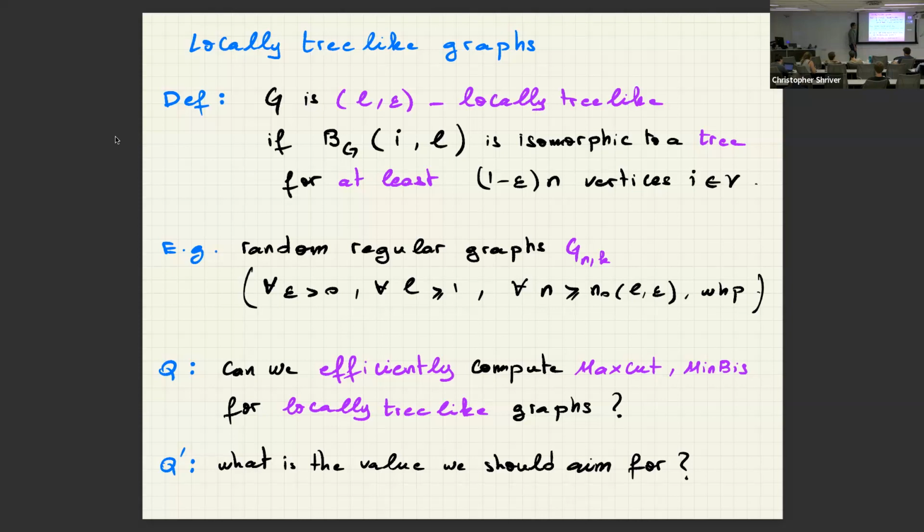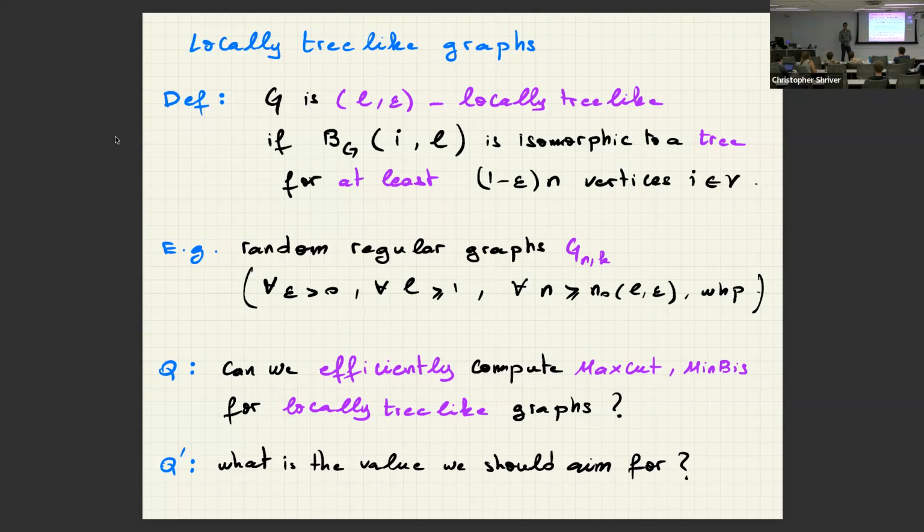And of course, the prototypical example of a locally-treelike graph is the random regular graph, or any model of the random regular graphs, perhaps those that we've seen this morning. For any epsilon and any L, the random regular graph has this property for n large enough. And the question that we'll be asking is, can we efficiently compute these combinatorial quantities on this class of graphs?